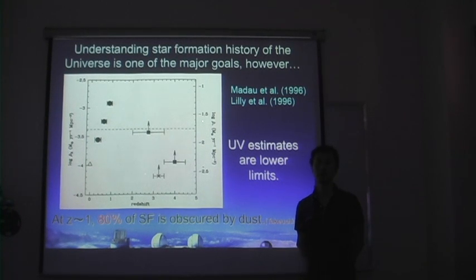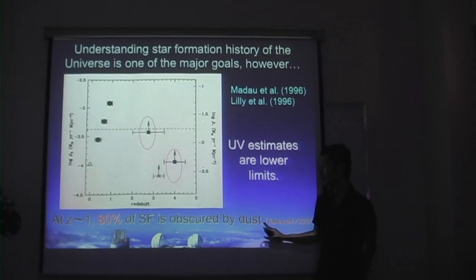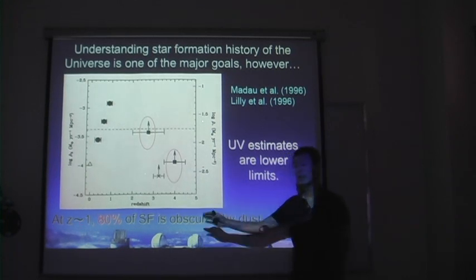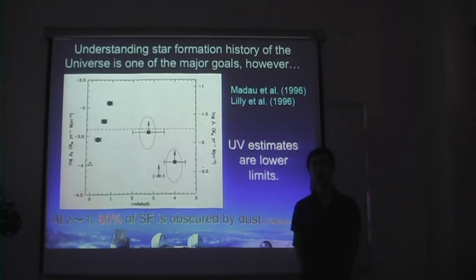Many efforts have been made using ground-based telescopes to reveal this cosmic star formation history. However, ground-based telescopes can only observe UV and optical light of the distant galaxies. But because this UV and optical light is obscured by dust, those measurements can only give you the lower limit of the cosmic star formation rate density. In one estimate, at redshift 1, 80% of the star formation is obscured by dust.